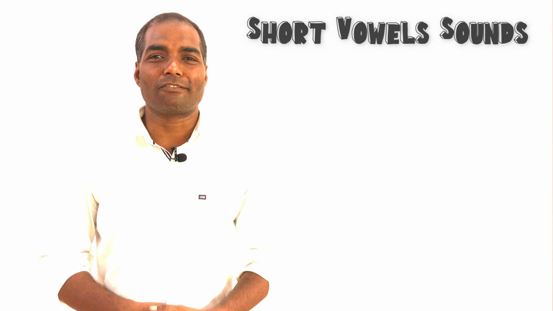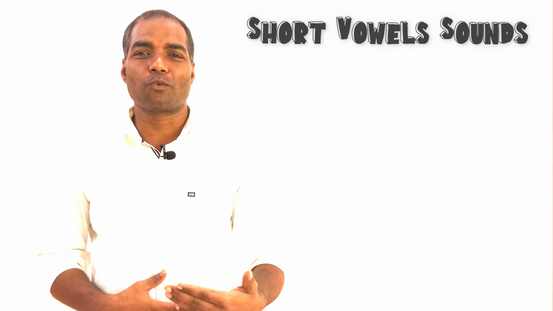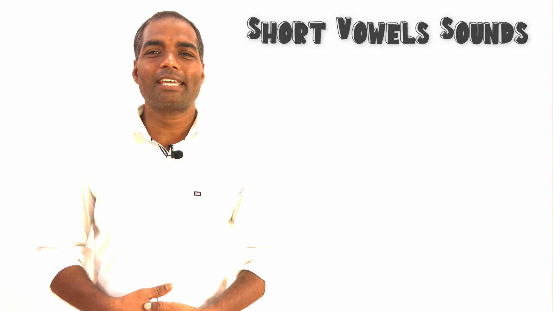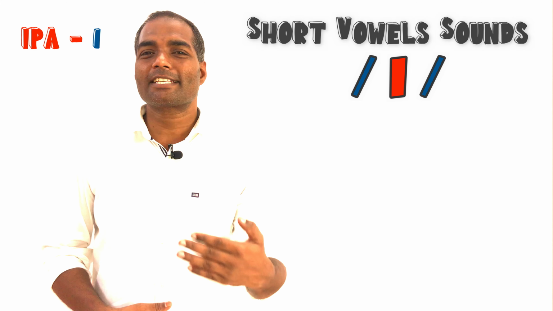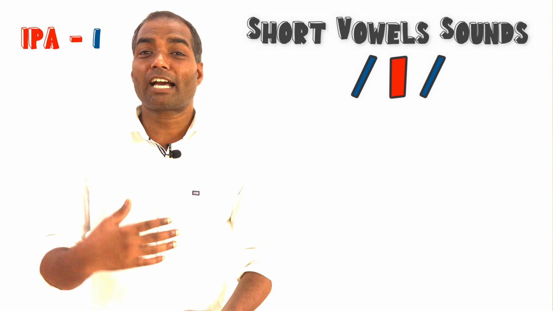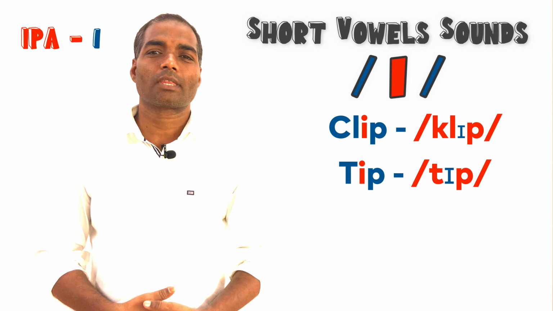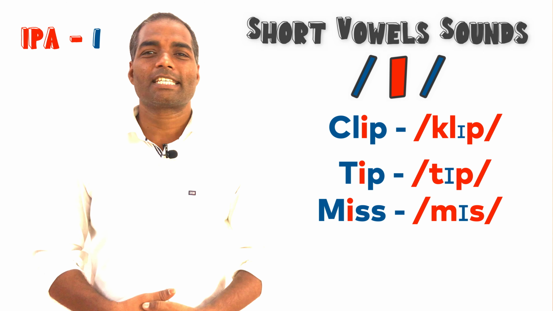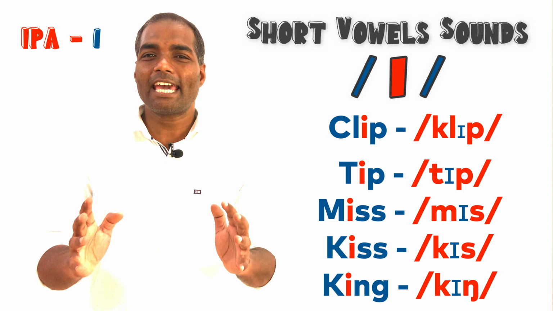Short vowel sounds. There are 7 short vowels in the English language. The first is the short i sound. Example words: clip, Tim, miss, kiss, king.